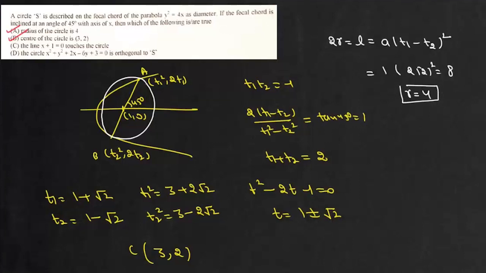Now we can write equation of this circle. So equation of this circle will be (x minus 3) whole square plus (y minus 2) whole square equals 16. Or we can write x square plus y square minus 6x minus 4y minus 3 equals 0.